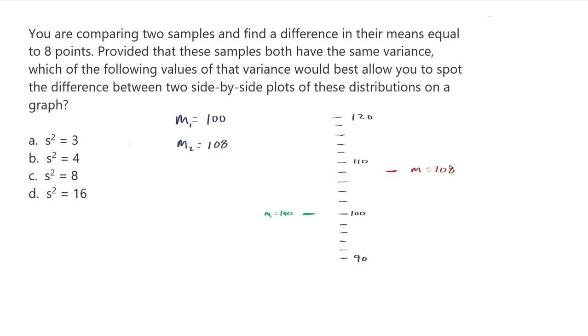Now they want to know which variance, if these both have the exact same variance, out of the ones listed here is going to make it easy to spot the difference between these two distributions. And these are just the means, or the centers of the distributions. So these two distributions side by side. Okay, so let's start off with the very first one. I've got a variance equals to 3.